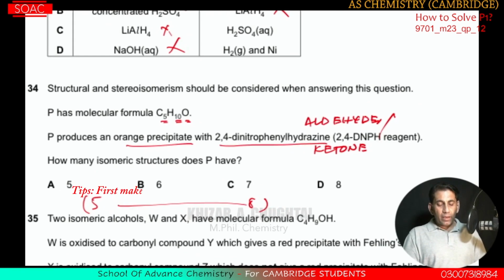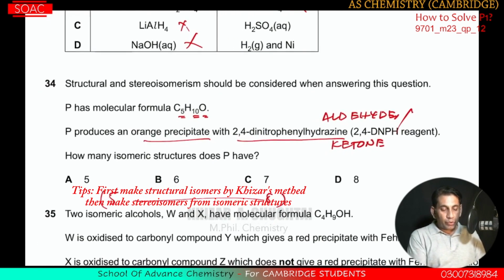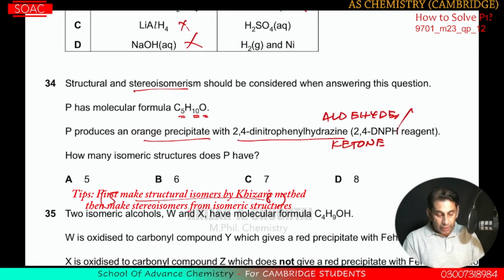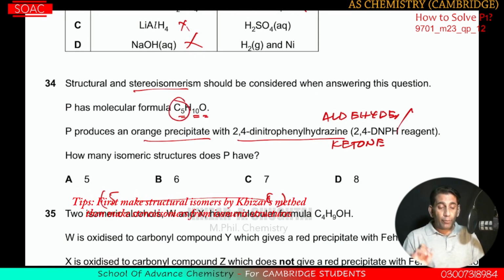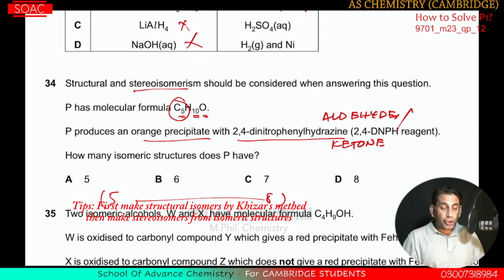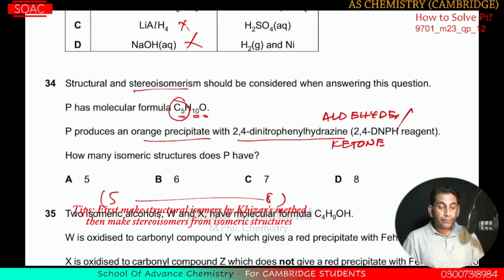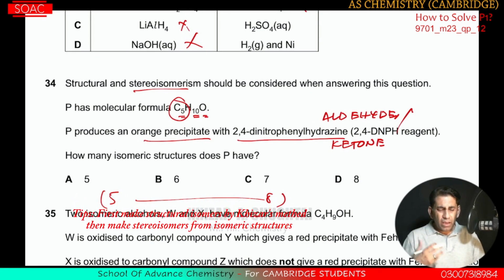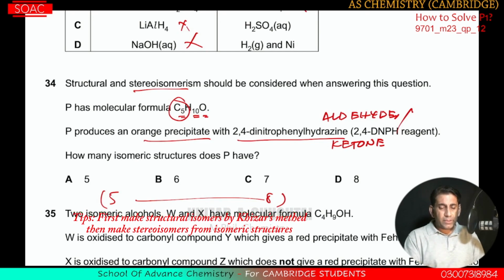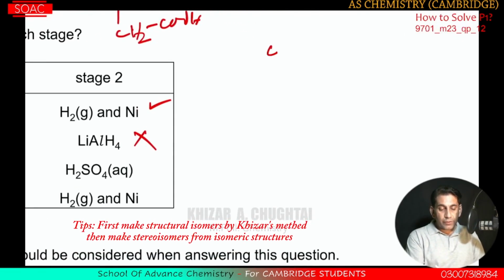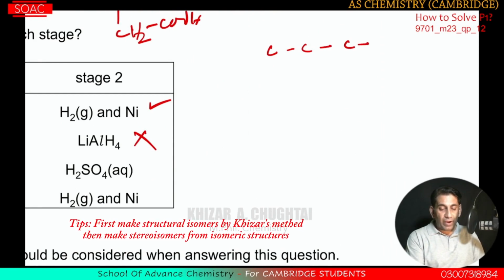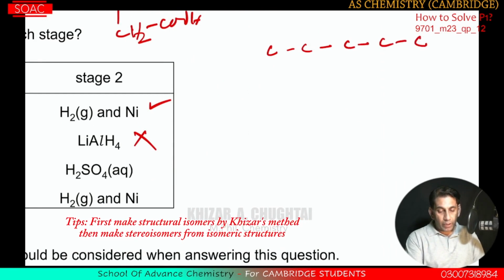First of all, I'm going to make all the structures and then I'm going to check the stereoisomerism as well. As you have seen that there are 5 carbons. So first of all, I'm going to write the structure of 5 carbons. Due to 5 carbons, how many structures are possible? First of all, I'm going to write the 5 carbon skeleton formula.